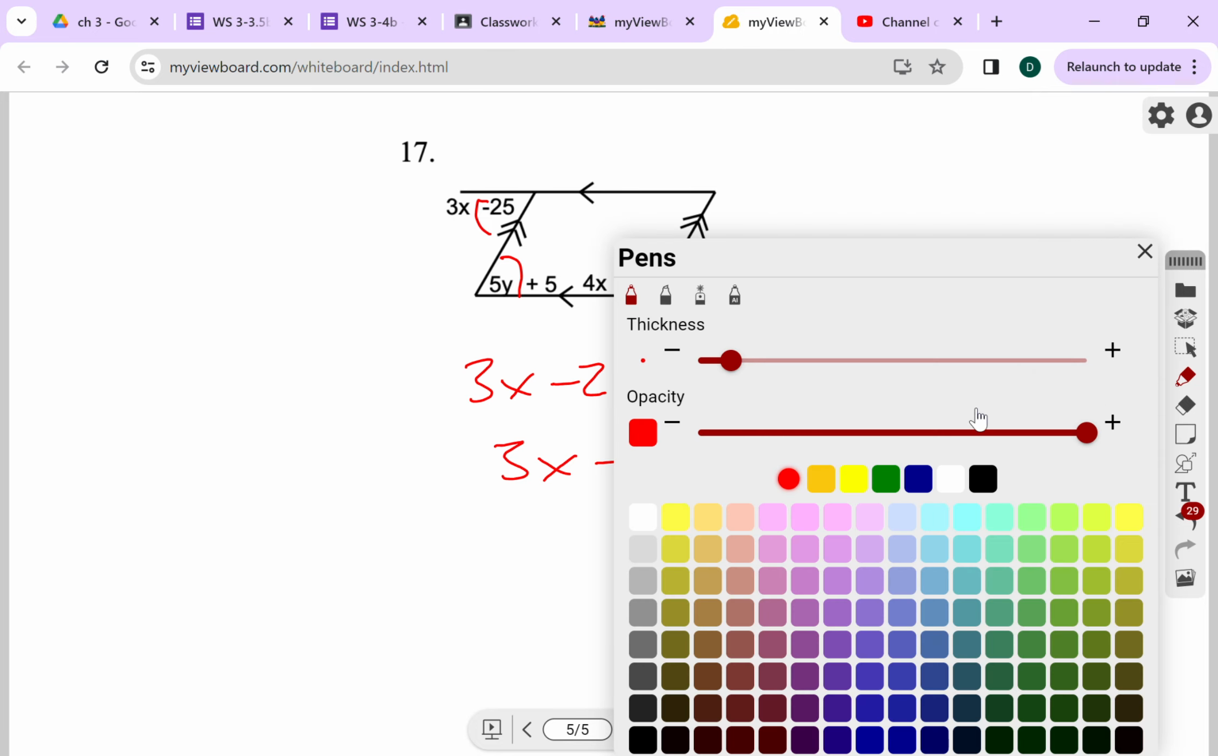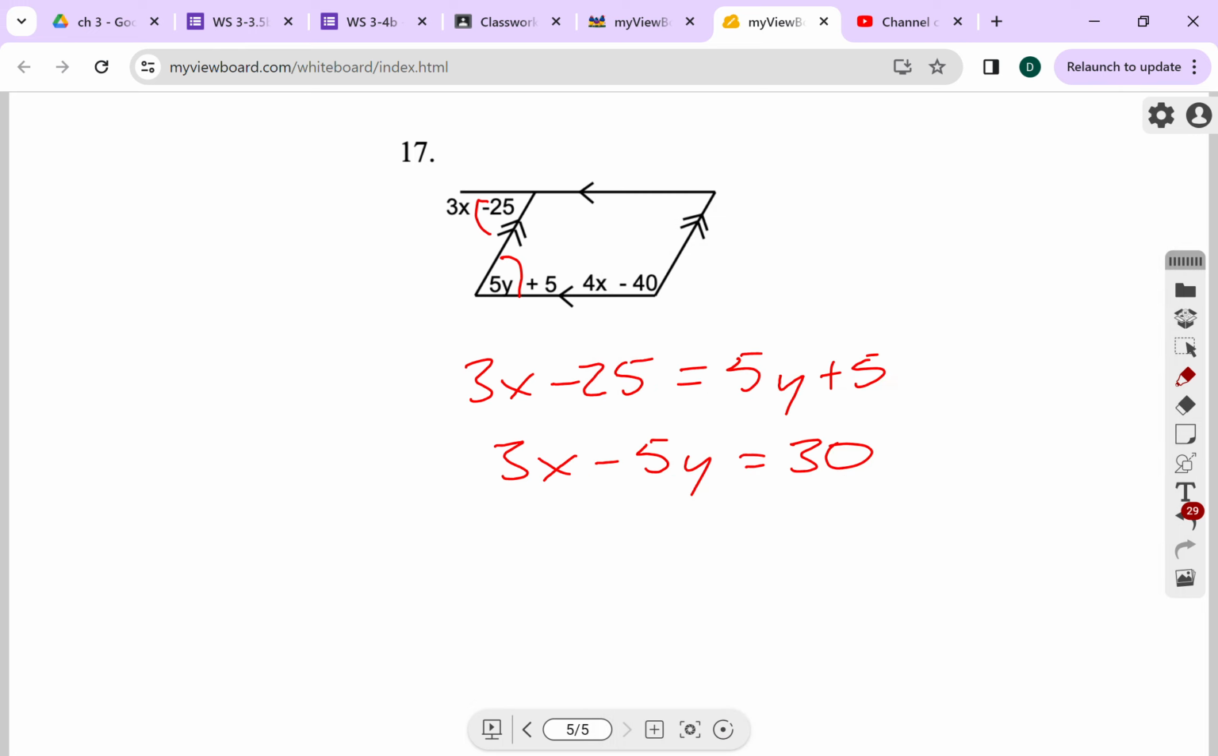Otherwise, I need a second equality that I'm going to get from the fact that these two angles, I don't see a z, but those things should be supplementary. So I take my 5y plus 5, and I take my 4x minus 40. I add all that stuff to get 180. Again, I have to move things around to make this work the way I need it to be.